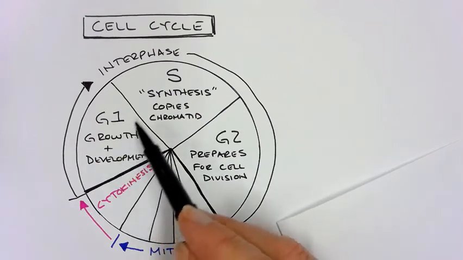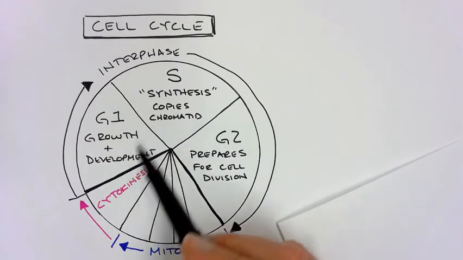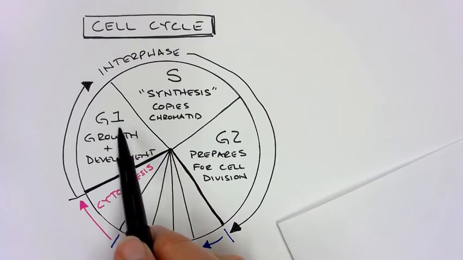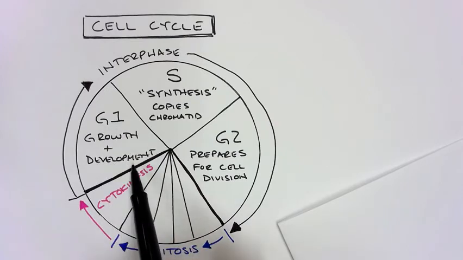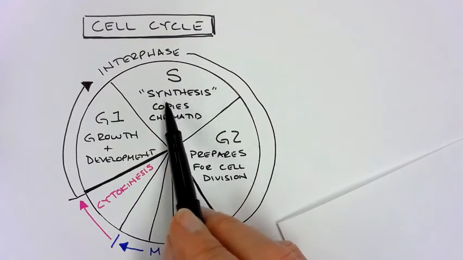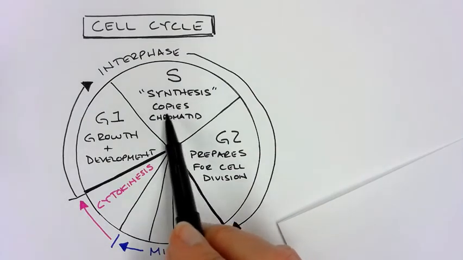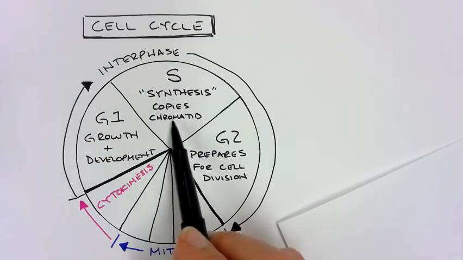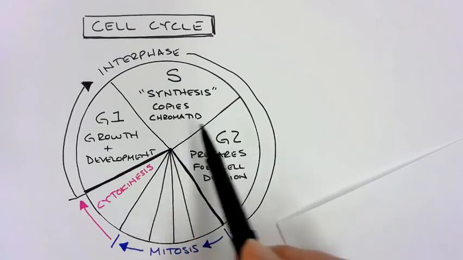Interphase is then divided into three subsections. The first one is called the G1 phase. It's the growth and development phase. The S phase is S for synthesis, where DNA is copied. The sister chromatid copies itself.